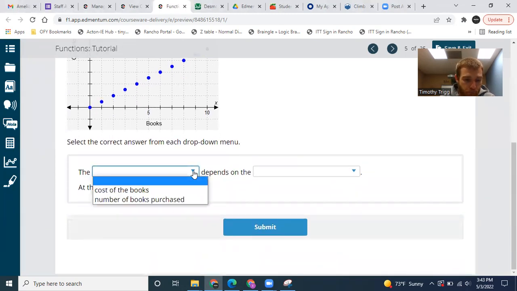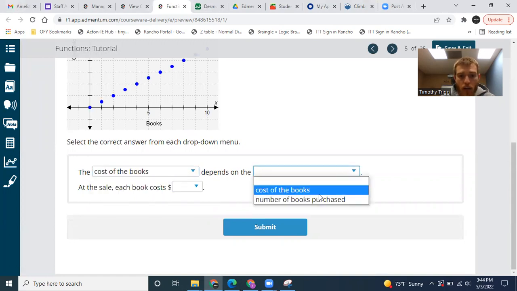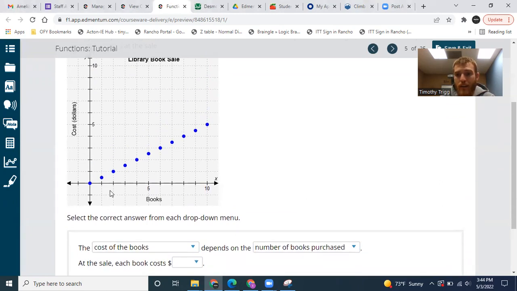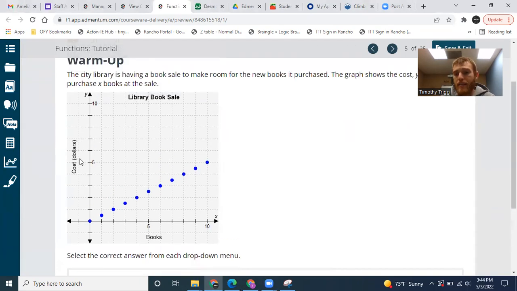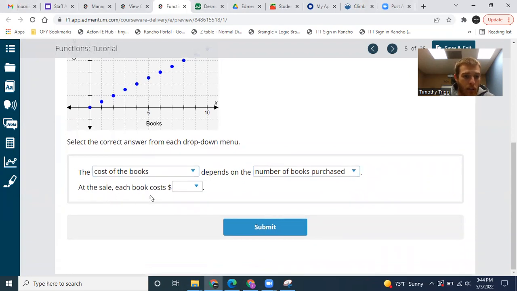The cost of the books depends on the number of books purchased. Once again, as we covered in the last lesson, the x-axis is always your independent variable, and your y-axis depends on your x variable, okay? So the cost depends on the number of books. The cost of the books depends on the number of books purchased. At the sale, each book costs, as we could see, 50 cents per book.